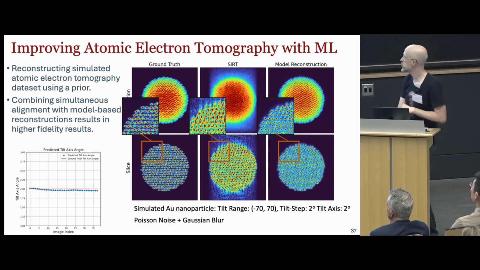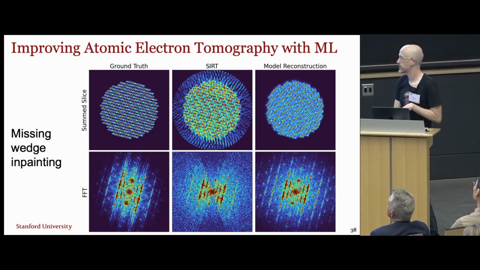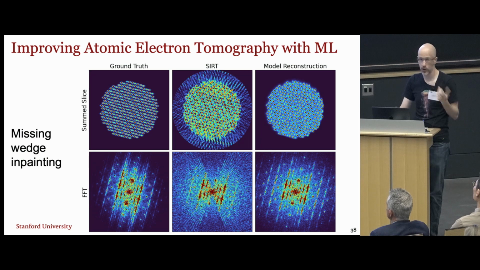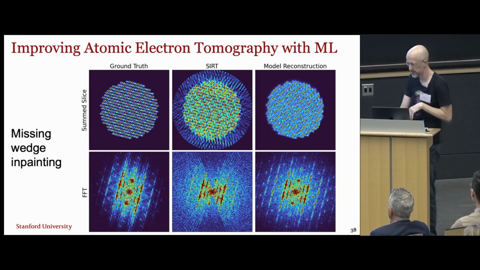So simulations of this method on atomic resolution, it does amazingly here, right? You can do missing wedge inpainting very efficiently because atoms really are quite simple, right? They're round, perfectly round, isotropic objects, as a first approximation here.